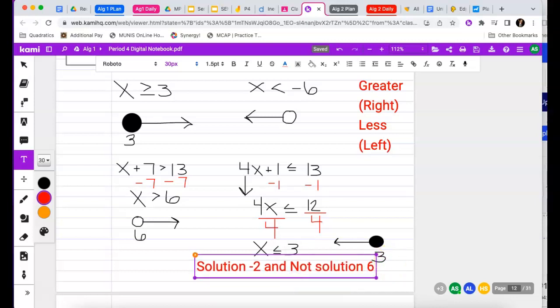So on your assignment, you'll have to decide if a solution is considered a solution, if it is less than the number or is greater than the number, or if it's not a solution, if it's the opposite of less than or greater than whatever number you solved for.